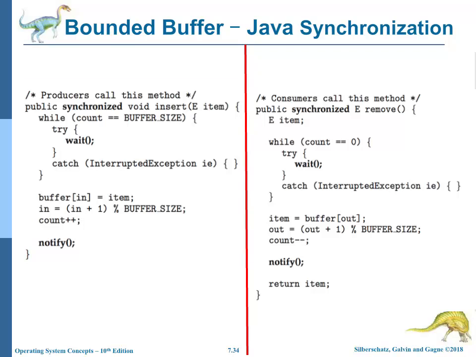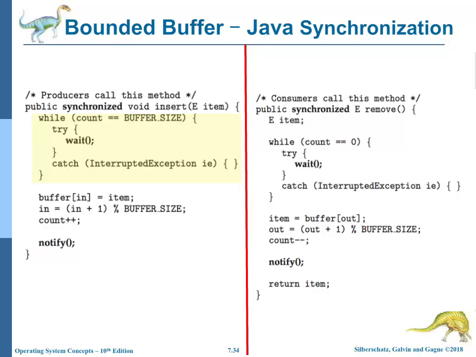On the left side is the insert method. On the right side is the remove method. Suppose the buffer is full and the lock for the object is available. The producer calls the insert method on the left and sees that the lock is available, so the producer can enter this method. Once in the method, the producer determines that the buffer is full and calls wait.